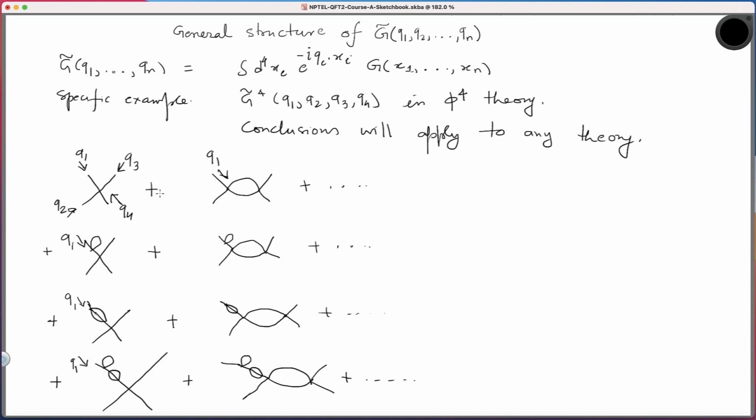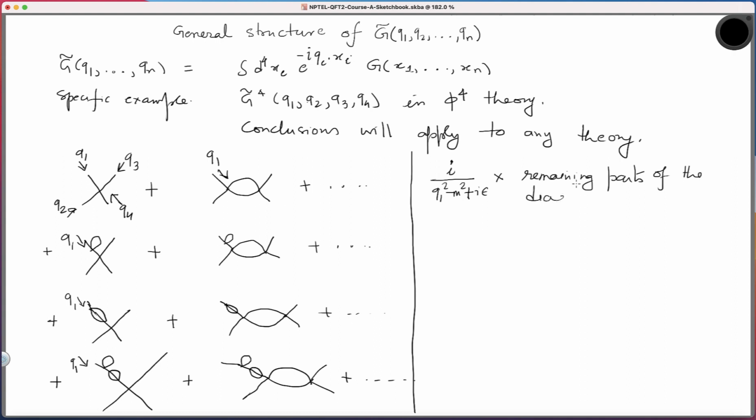Okay. So when you write down the expression of this diagram for G tilde, you will write i over, so you can visit the first part of this course and you'll find that this is what we should write: q1 square minus m square plus i epsilon times the remaining part of the diagram. Okay, when you come to the next diagram, it will have the form i over q1 square minus m square plus i epsilon times, that's the propagator here, this propagator, okay.